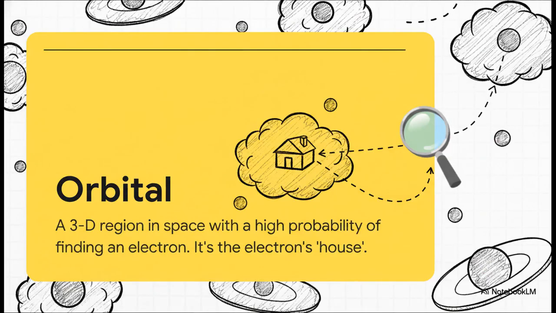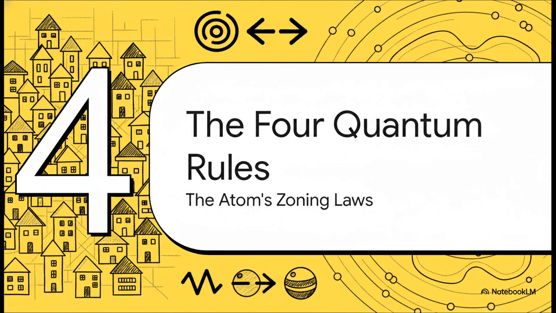And so, we had to replace the old idea of a fixed orbit with the modern concept of an orbital. An orbital is not a path. It's a 3-dimensional region of space. You could call it a house if you like, where there's a really high chance of finding a particular electron. And just like houses in a city, these orbitals are governed by a really strict set of rules. You can think of them as the zoning laws of the atom, and they're described by 4 quantum numbers.